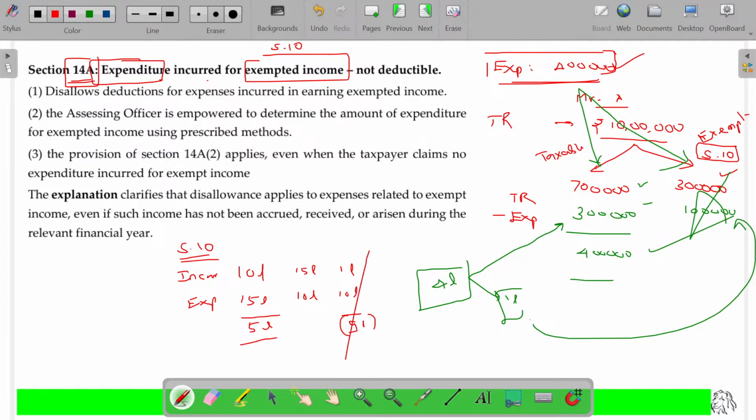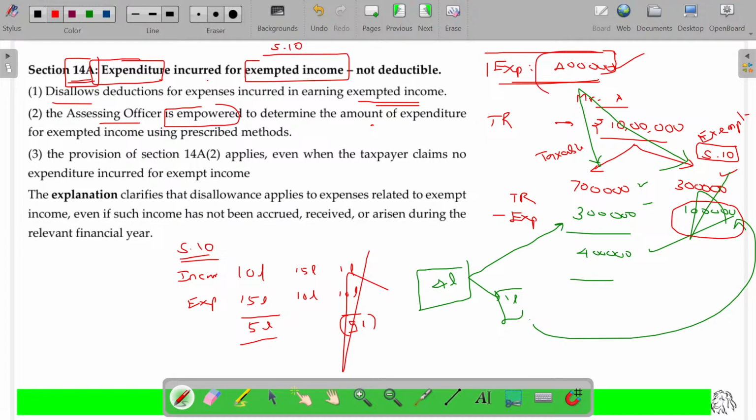What can I do, sir? Nothing can be done. In the case of income, you can have it completely without tax. In the case of loss, keep it completely by yourself. You don't ask me. You understand the logic? Section 14A disallows deductions for expenses incurred in earning the exempted income. This income cannot be deductible. Number one, the assessing officer is empowered to determine the amount of expenditure for the exempted income.